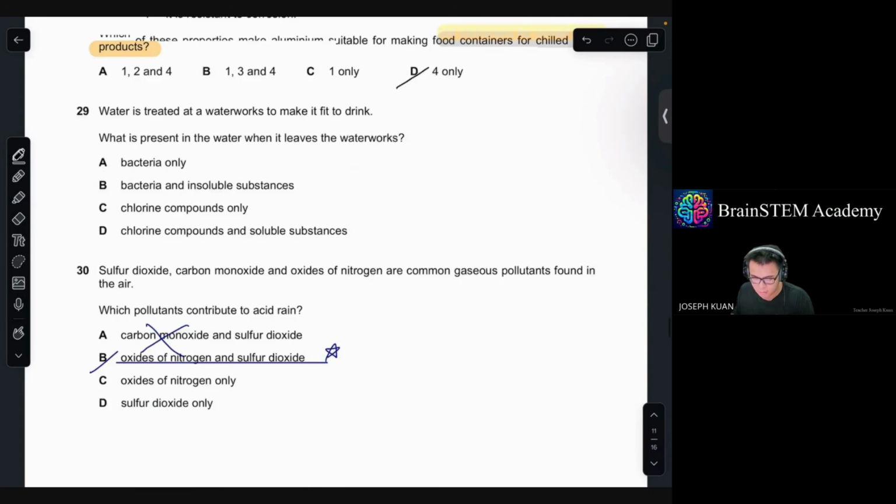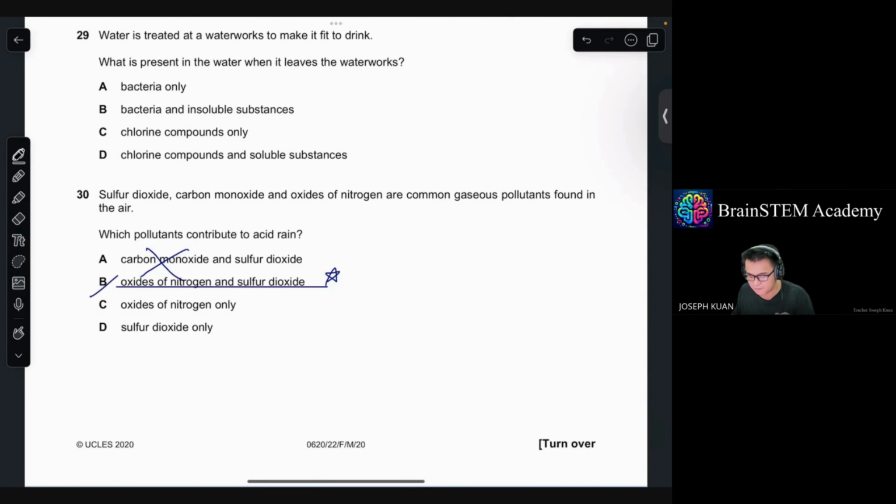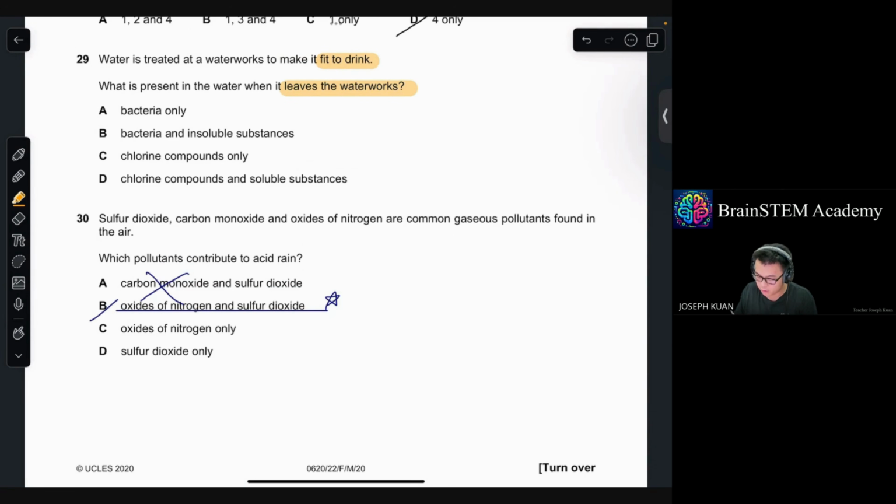And then 29, water is treated at a waterworks to make it fit to drink. What is present in the water when it leaves the waterworks? So once it leaves the waterworks, it will be fit to drink. So what is added to your drinking water? Essentially, you have chlorine compounds. Once you add chlorine compounds, pathogens including bacteria also die from the process. So bacteria will not be present. And also, there are certain soluble substances which are added, for example, fluoride.